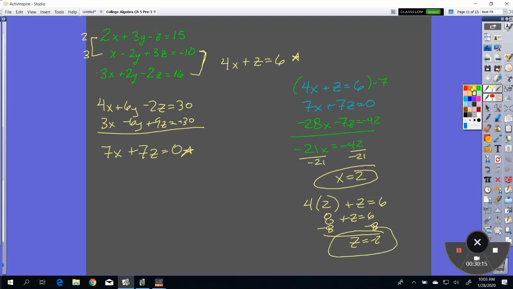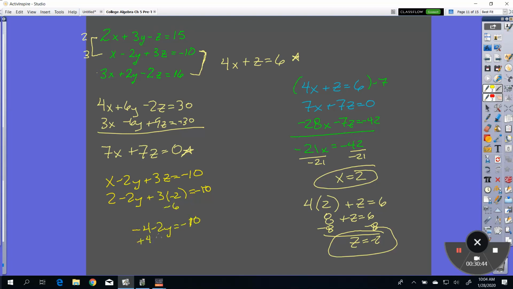We need to figure out what y is. So y is up in one of these three. I'm going to use the middle one. So I have x minus 2y plus 3z equals negative 10. So x is 2, minus 2y, plus 3z, so 3 times negative 2, equals negative 10. So 3 times negative 2 is negative 6. 2 plus negative 6 is negative 4. Minus 2y equals negative 10. Add the 4 over. So negative 2y equals negative 6. Divide by negative 2. And y equals 3. So 2, 3, negative 2.